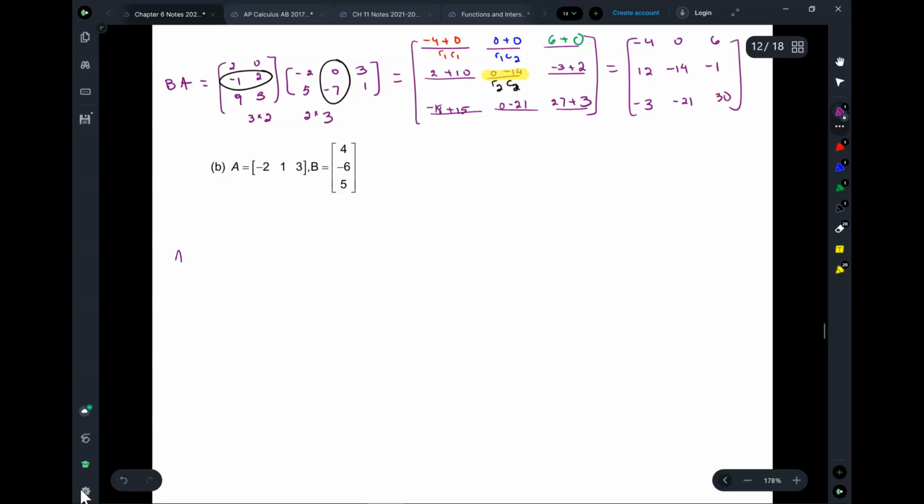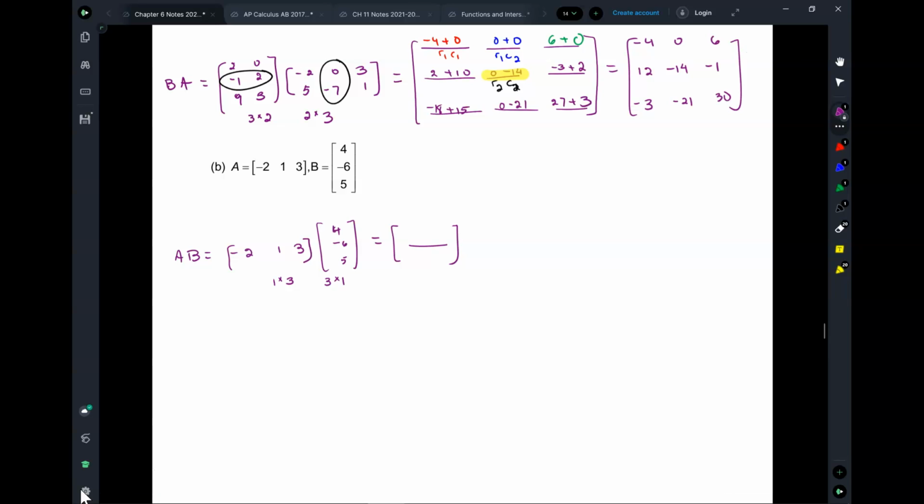So A times B is negative 2, 1, 3 times 4, negative 6, 5. Okay, dimensions of the first one? 1 by 3. And this one? 3 by 1. So what's the product going to be? A 1 by 1. You're just going to have one row and one column. Okay? So that's what it's going to look like, a 1 by 1.